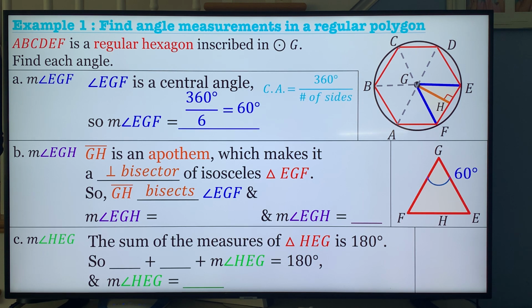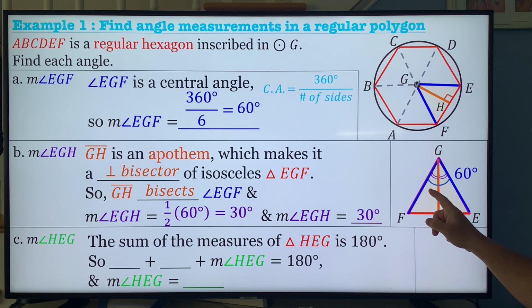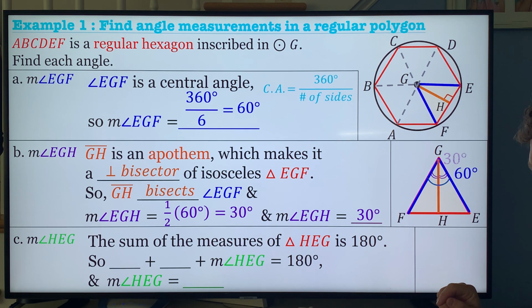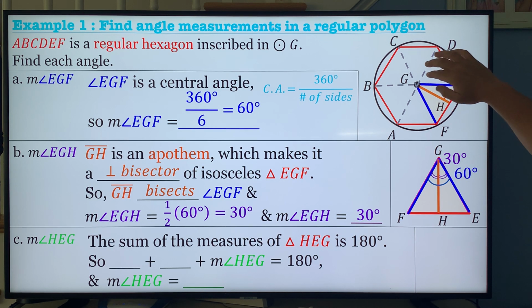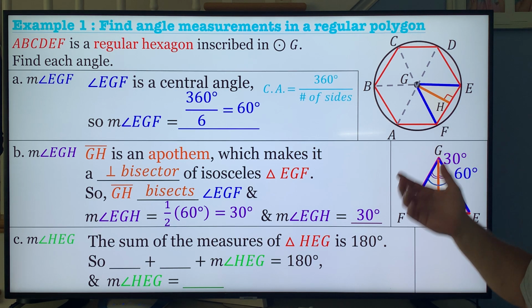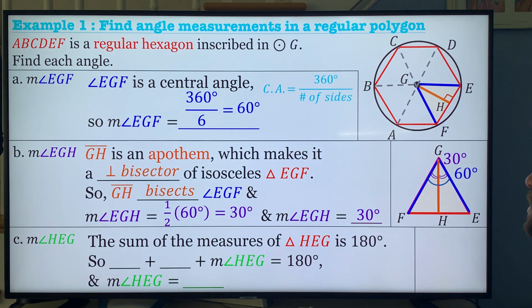So watch what happens. This angle is 60, right? Good so far? What happens when I cut it in half? Half of 60 is 30. So this angle cut in half is 30. I cut it in half, you get a 30 and a 30 because these two pieces are equal. So they're each 30, 30, which adds up to 60. All 30s. Make sense? The sum of the measures of the triangle HEG is 180.